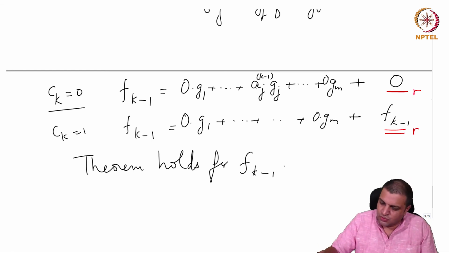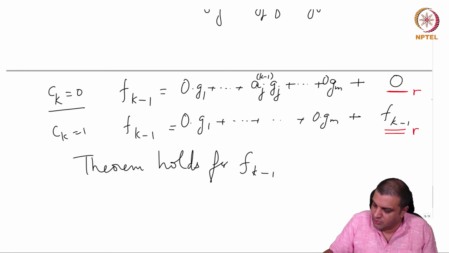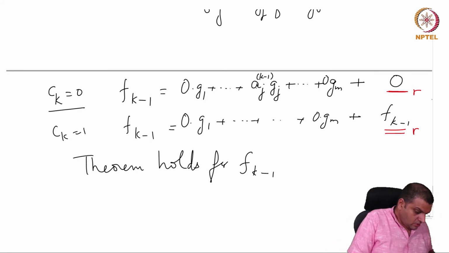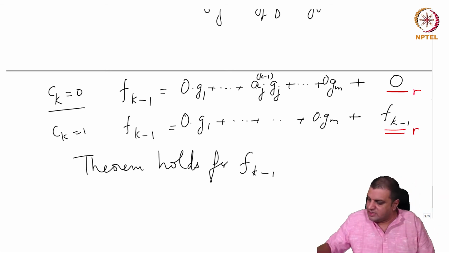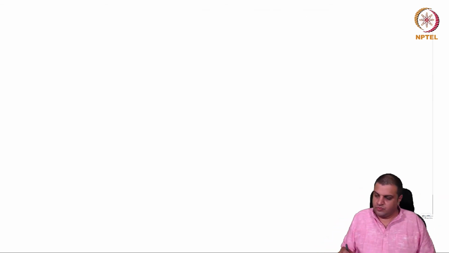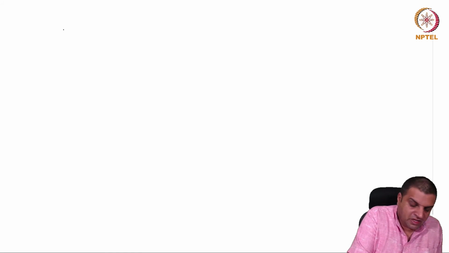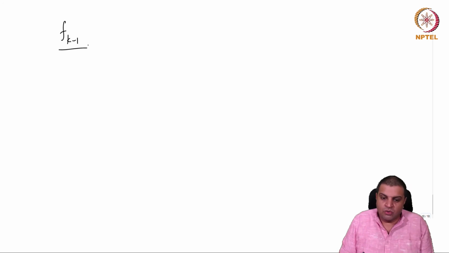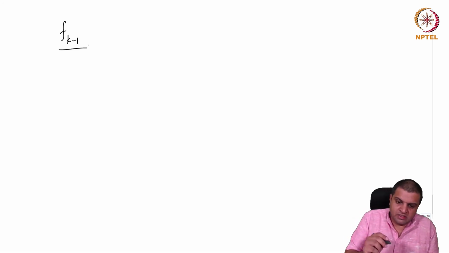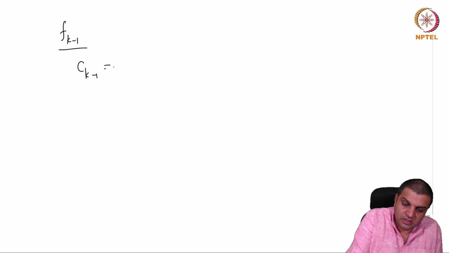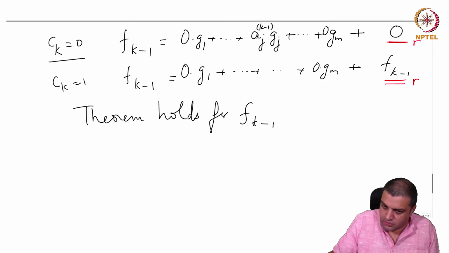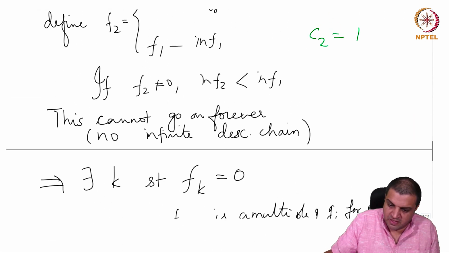Okay, let's just do one more step, and then we will work out an example. Let's ask about fk minus 2. So now what we have to ask is, if ck minus 1 is 0, then fk minus 2, let's go back. How would we have constructed fk minus 2?